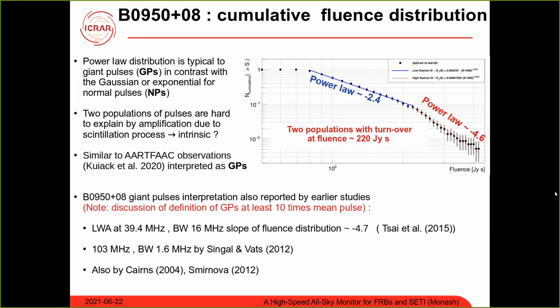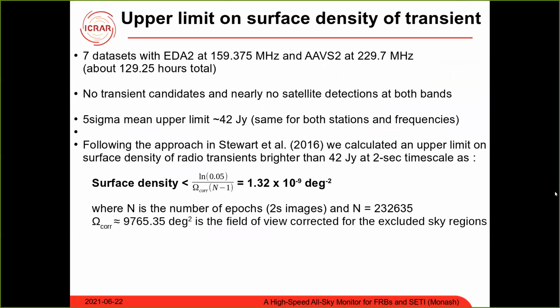However, given our limitations in the data, we cannot firmly say whether these are giant pulses or this is due to propagation effects. So having so much data in the can, we actually used this data also to determine the upper limit on the surface density of transients. For this, we used two frequency channel data, when ADA2 observed at 160 megahertz and AAVS2 at 230 megahertz. And there were not many transients which would be seen in these data sets by both stations in coincidence, except the BGUSAT, which I mentioned, and it was flagged and excluded.